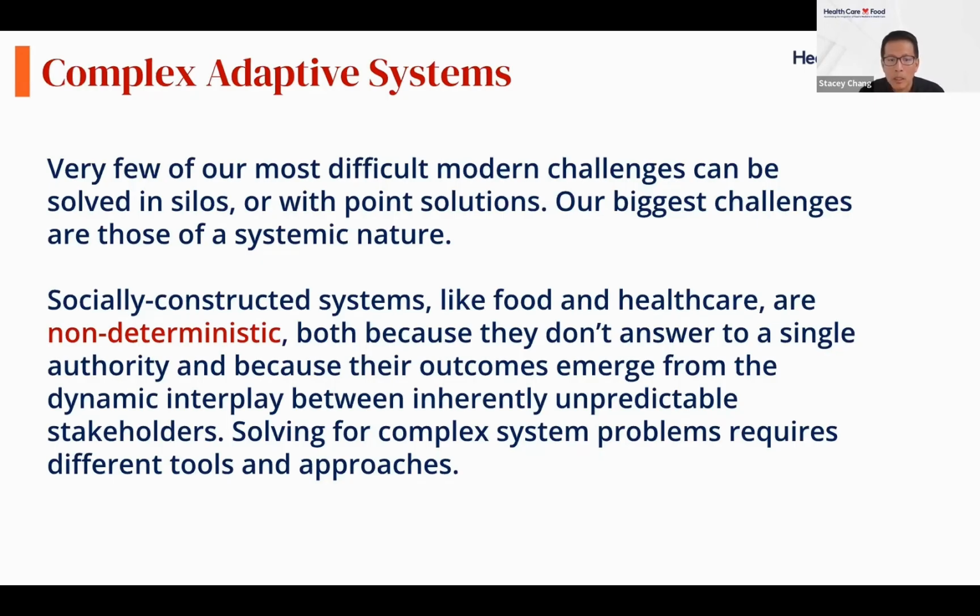Why are they unpredictable? Because organizations are led by humans who aren't perfectly logical. They have bias and emotion. They respond to incentives, including market incentives, to benefit themselves. Solving for complex system problems therefore requires different tools and approaches.